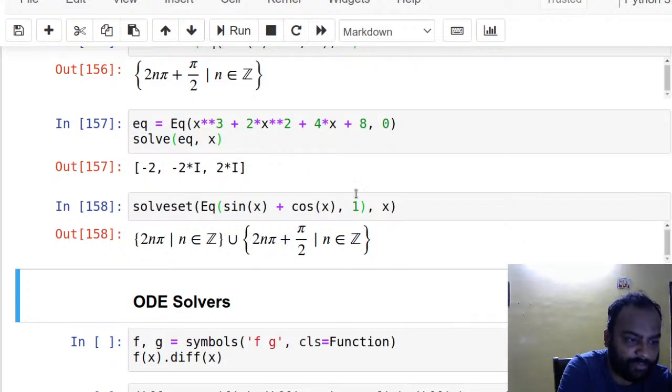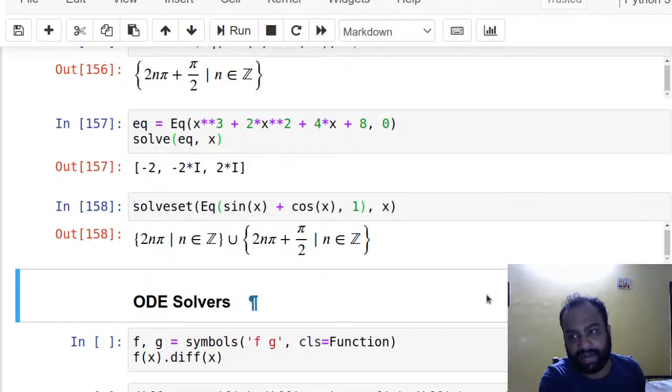Of course, sine x plus cosine x is equal to 1 when either of these is equal to 1, when cosine x is equal to 1 or sine x is equal to 1. So cosine x is equal to 1 when this is true, and sine x becomes equal to 1 when this is true. So just like that, it gives you the solution as a set.